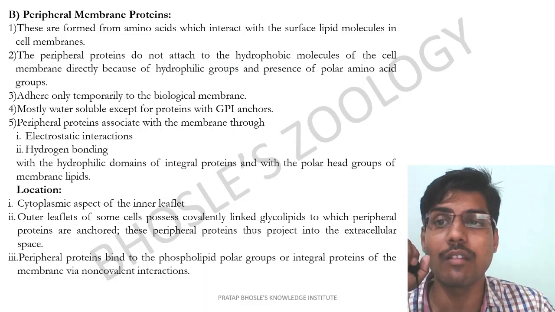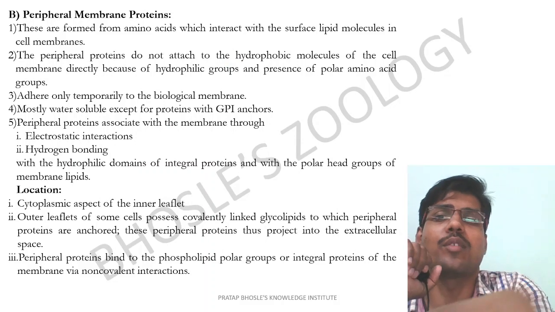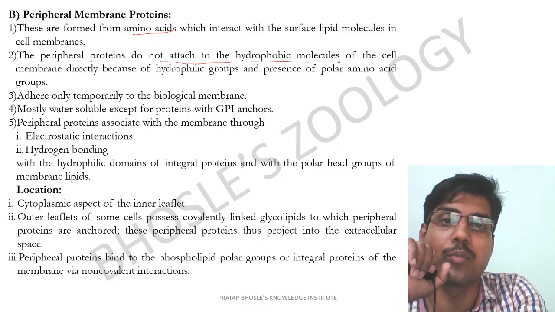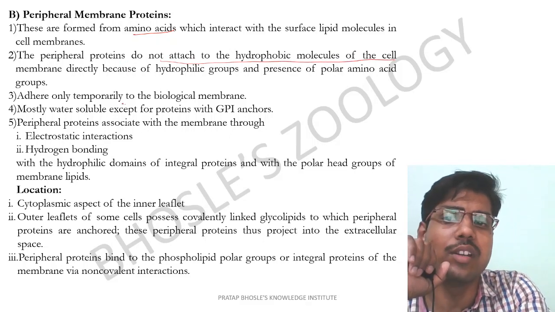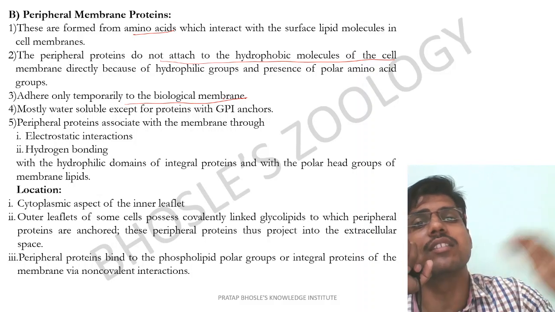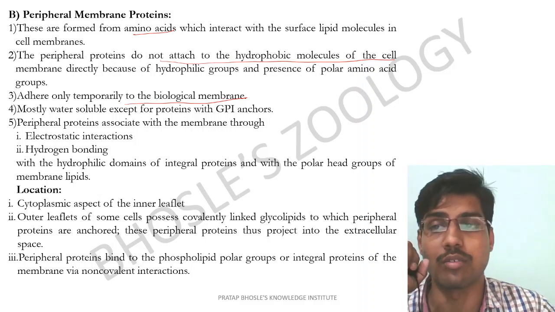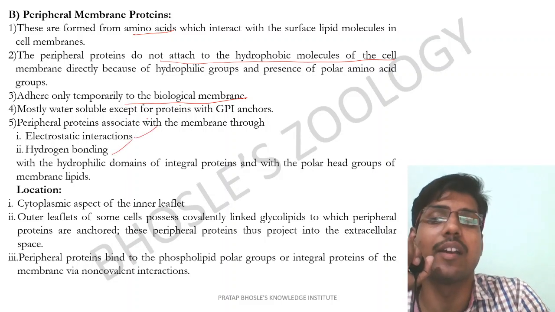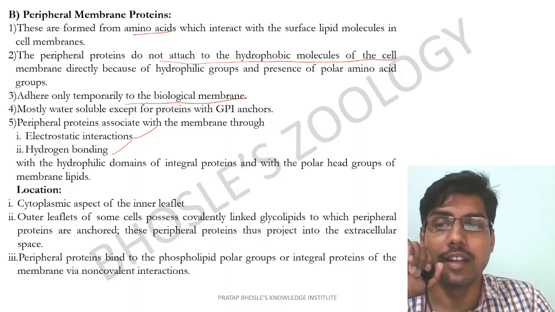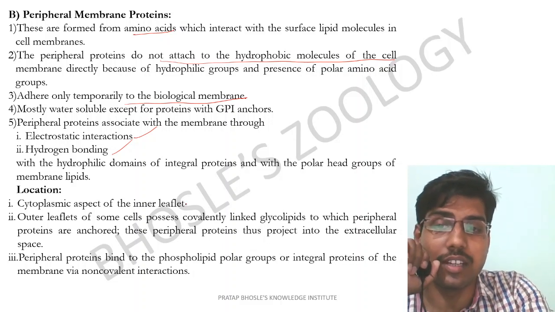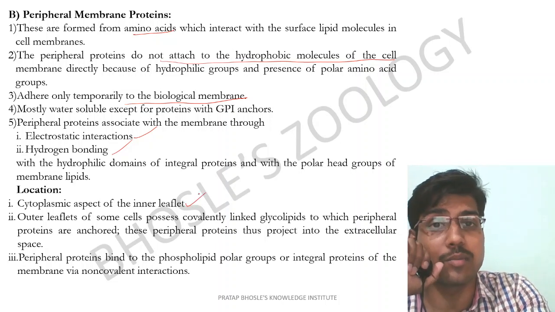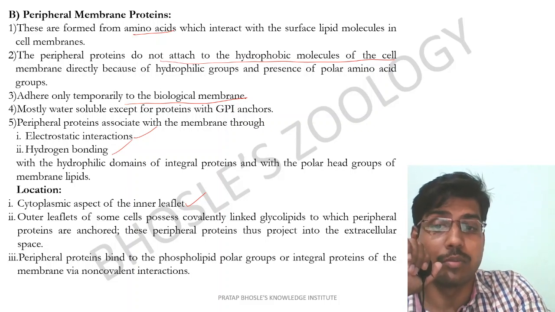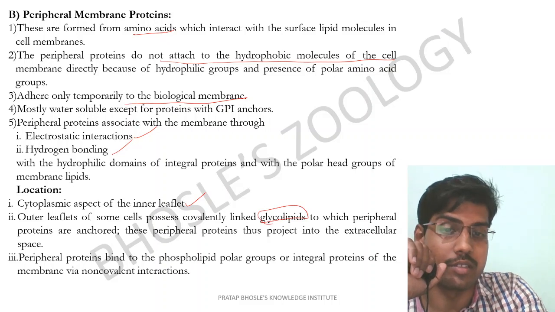Okay. Now these are formed from amino acids, right? And why are they called peripheral? Because they do not attach to hydrophobic molecules directly, and they adhere only temporarily to the biological membrane. So that's why they can easily be separated out from the membrane, and they associate with the membrane through electrostatic interaction or hydrogen bonding. The location is on the cytoplasmic aspect, the inner leaflet, and in some cells the outer leaflet also possesses them, but it is covalently linked by glycolipids.